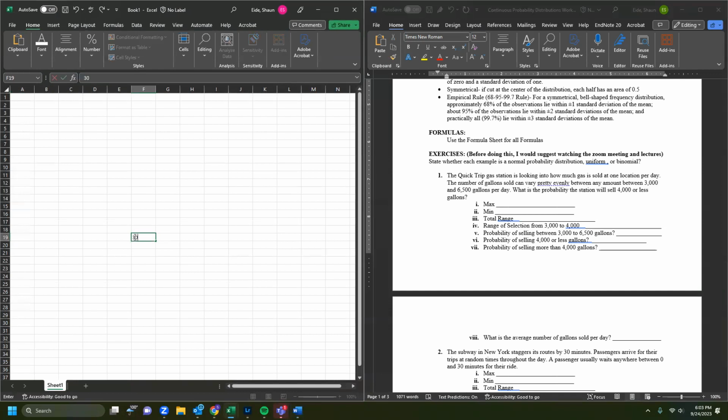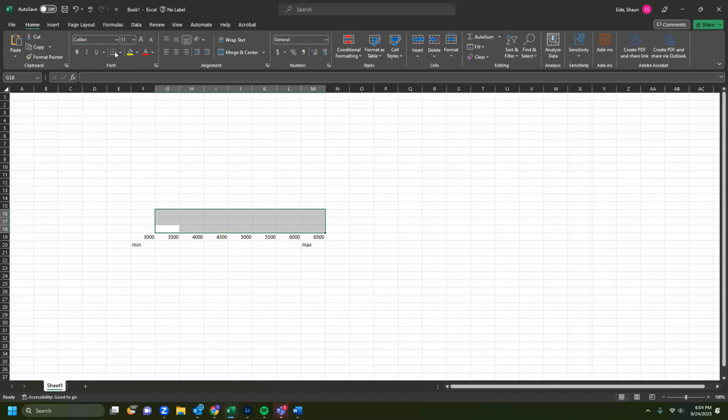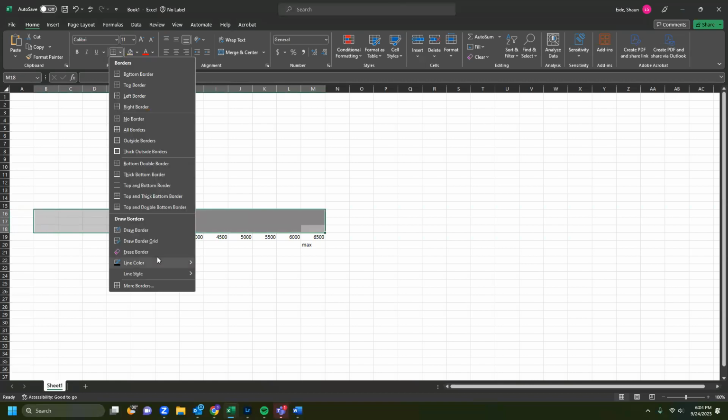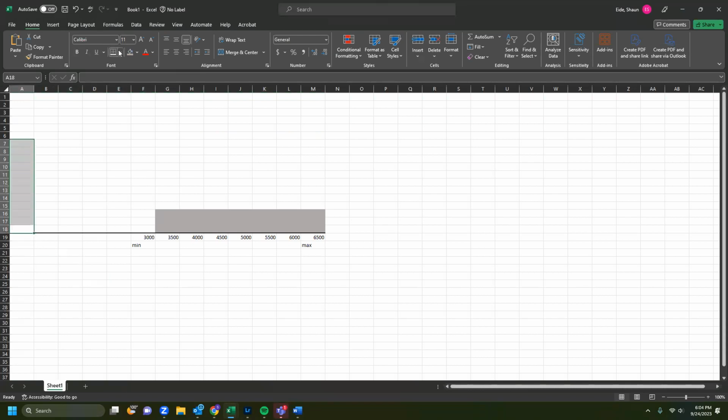Let's see here, 3,000, then equals this plus 500. And so we've got 3,500, and so on and so forth, going all the way down. You've got the minimum value and the maximum value, so min and max. Let me shade this gray, and if we were to keep going all the way down, we would have a thick bottom border, and eventually a right border. This would go all the way down to zero. But you've got your minimum, you've got your maximum, and now we need to determine the probability.